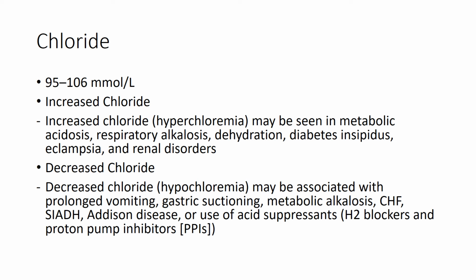The next electrolyte in concern is chloride. Normal value is between 95 to 106 millimole per liter. Increased chloride, also known as hyperchloremia, may be seen in metabolic acidosis, respiratory alkalosis, dehydration, diabetes insipidus, eclampsia, and renal disorder. Decreased chloride or hypochloremia may be associated with prolonged vomiting, gastric suctioning, metabolic alkalosis, Addison disease, and the use of acid suppression, for example, H2 blocker and proton pump inhibitors.